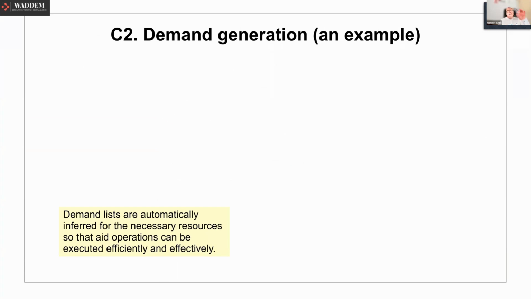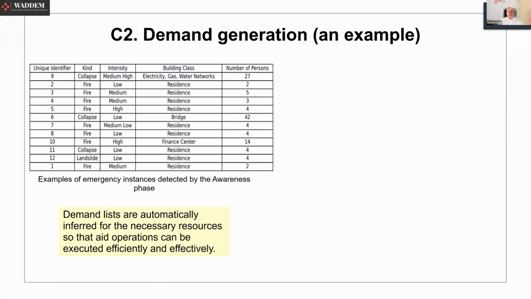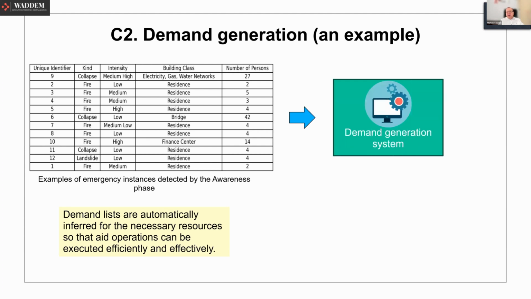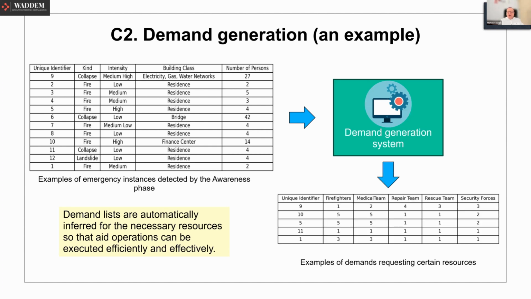Secondly, a very important aspect of our approach, which distinguishes itself from the other approaches, is demand generation. What does it mean? Demand lists are automatically inferred for the necessary resources so that aid operations can be executed efficiently and effectively. This table was shown in the previous slide, and based on this table, we provide it to the so-called demand generation system, and the demand generation system calculates the necessary resources to address the problems caused by this disaster.